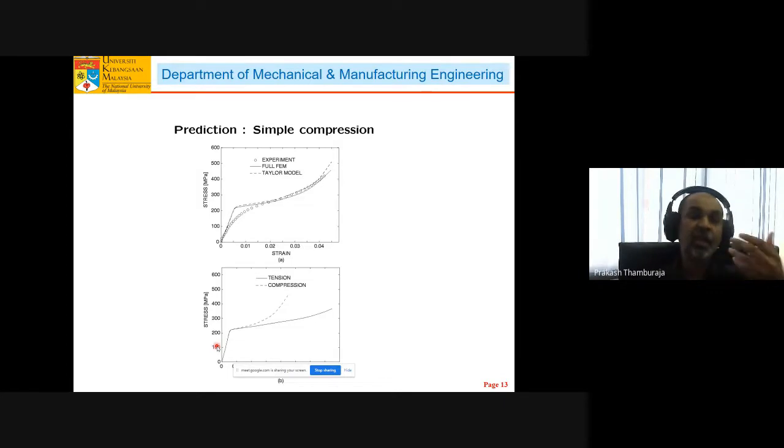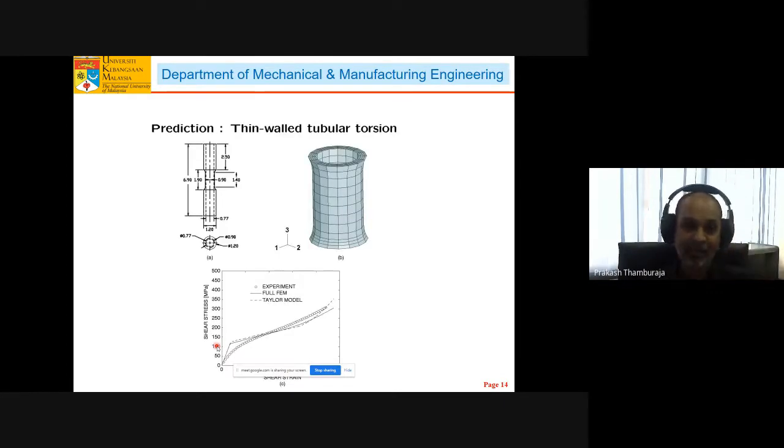Okay, so let's try to make things more complicated. Let's try to do a multi-axial type of response. So with the same polycrystalline rod, we cut up a tubular torsion sample. Machining the samples is quite expensive, and you have a lot of wastage of material. So this is a tubular torsion sample.